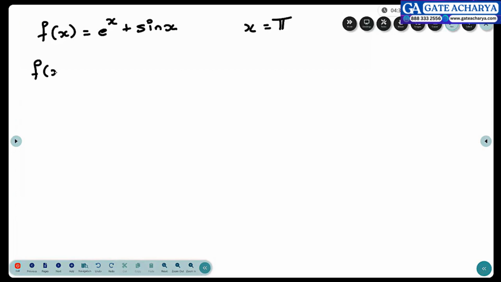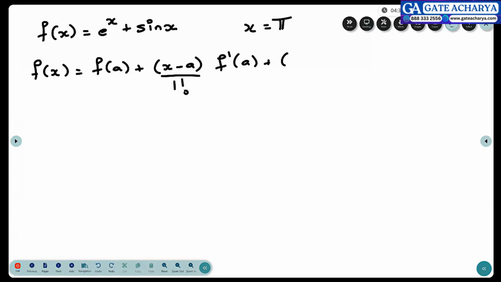f of x equal to f of a plus x minus a by 1 factorial into f dash of a plus x minus a whole square by 2 factorial into f double dash of a. Like this it will go on. All you have to do is replace a by pi.